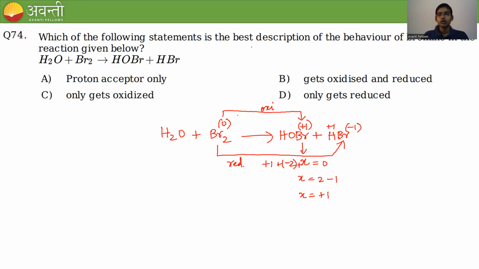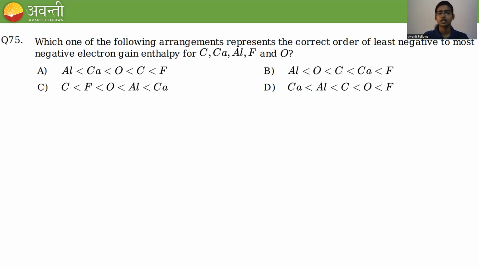Now next we'll go for the next question. Option B is the correct answer for this question. Go for the next question, that is question number 75.